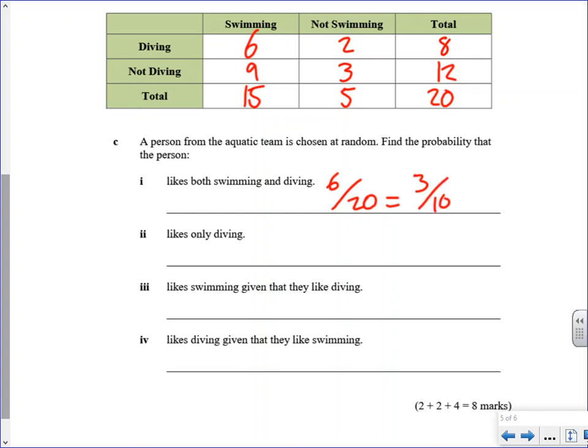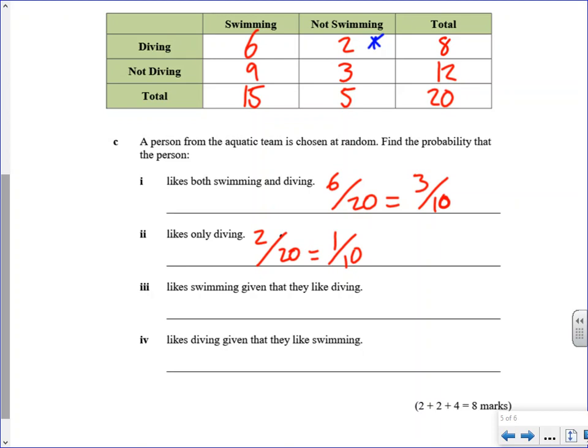Next, they only like diving. That means they do like diving, but they don't like swimming. We just said that a second ago. When we're asked only diving, we ask how many people there are. That's these, so we're doing 2 over 20, which equals 1 over 10.